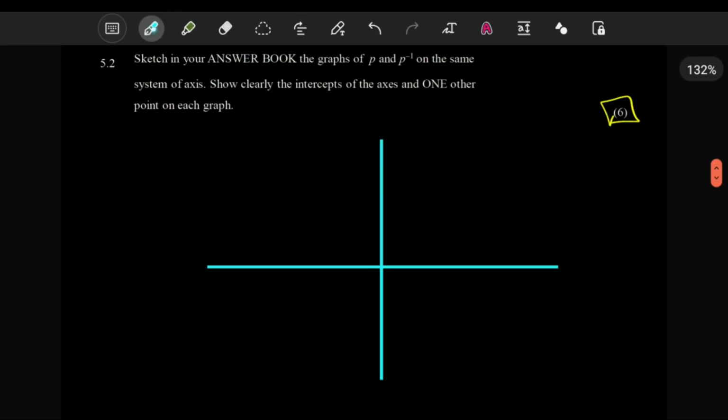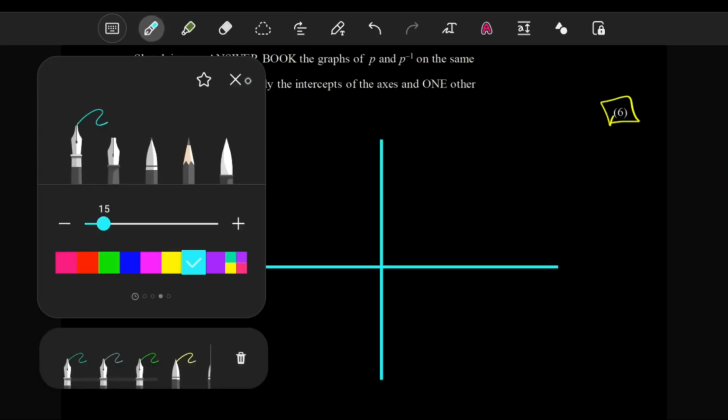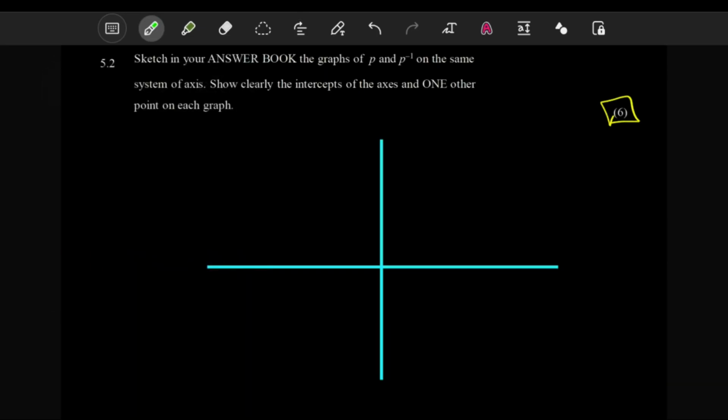What you got. So we have drawn a curve. I haven't even read the question, and I already want to write stuff. Here it says, sketch in your answer book the graphs of P and the inverse on the same system of axes. Show clearly the intercepts with the axes and one other point on each graph.